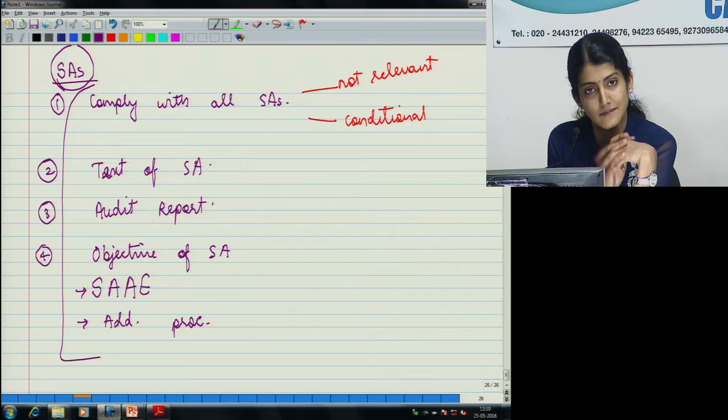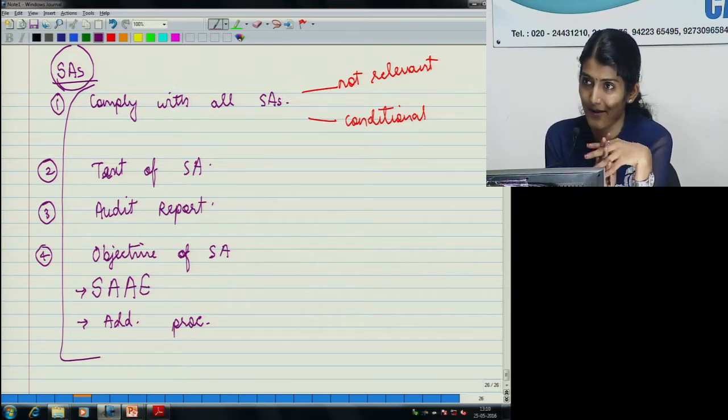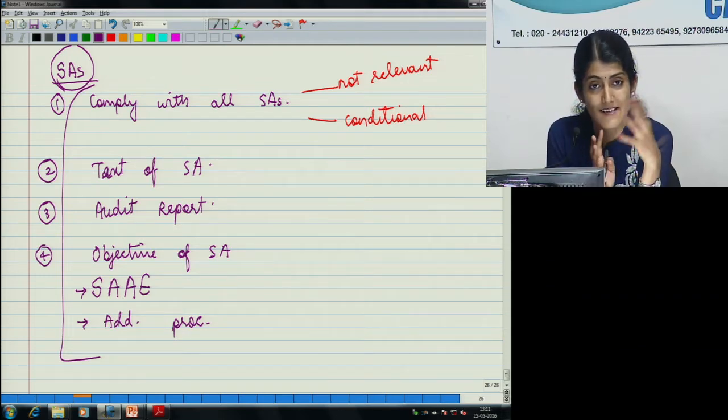Right, so one less now, 45. So now we have 44 to be studied. Yes, and you won't even realize, it's just a matter of 5-6 days and all these standards and ethics would be done.